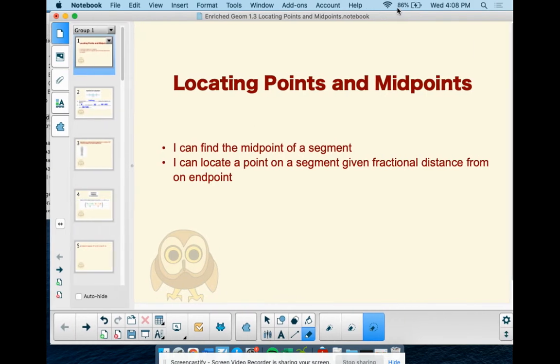So this one's on locating points and midpoints. We're going to use something called the midpoint formula to help you find the middle of a segment. And then we're going to do something kind of goofy where we find the location of a point at a fractional distance. So it's not going to be in the middle, like a midpoint. It'd be like a sixth of the way or an eighth of the way or something like that. It gets kind of goofy, but hang tight and we'll get there in just a moment, all right?